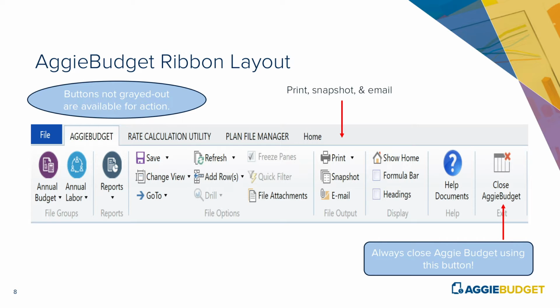We recommend here, this is highlighted, that when you leave Aggie Budget in the desktop client, you close it here as opposed to just closing with the X up here. The reason is that it will hang up if you don't close it properly. This is different than the web client. When you're in the web, you can just use the navigation buttons at the very top of your screen. But in the actual desktop client, you need to use this one to close out.